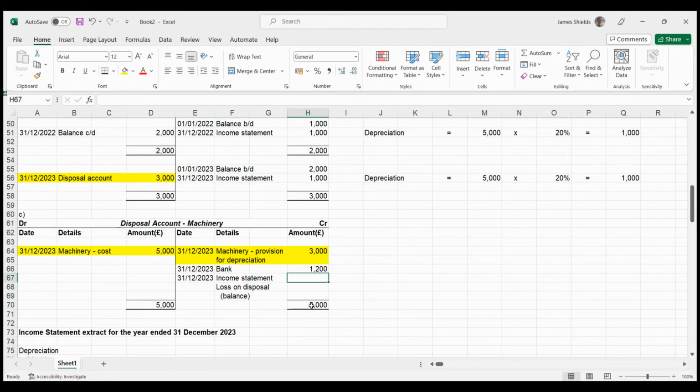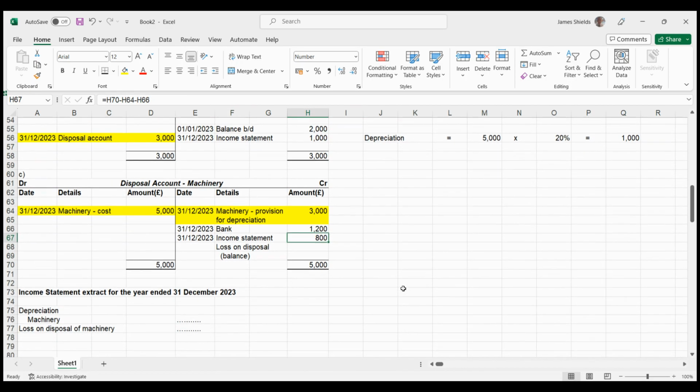And then the income statement is going to be the £5,000, take away the £3,000, take away the £1,200. So in the income statement, we're going to have a figure of £800. Now, our cost was 5,000. Depreciation and the bank came to 4,200. Now, that's less than £5,000. So if that's less, that means we've got a loss on disposal. So in the income statement, that's going to be in our expenses section, loss on disposal of £800.